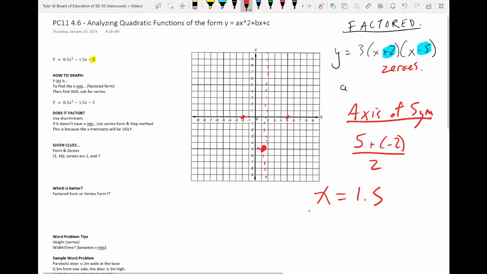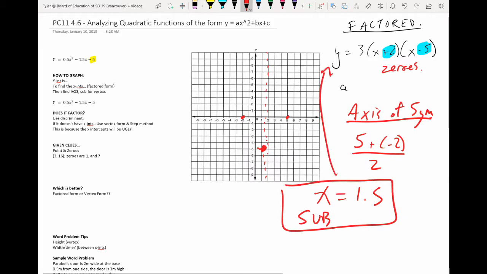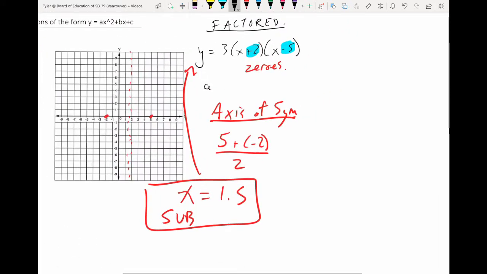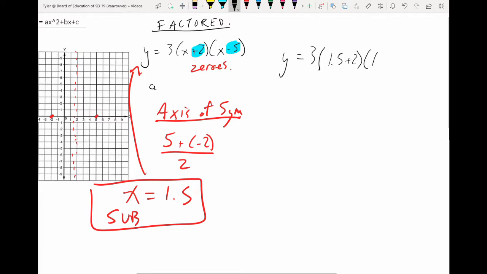So what we're going to do is we're going to sub this value into the original equation. Then it's going to tell us where exactly it is. So let's do that. So I have y equals 3, 1.5 plus 2, 1.5 minus 3. Now when I simplify this a little bit, it's going to look like this. Sorry, that was a 5. -3.5. All right, now when we multiply this out, we're going to get, oh, hold on.